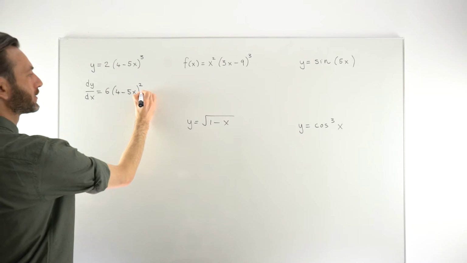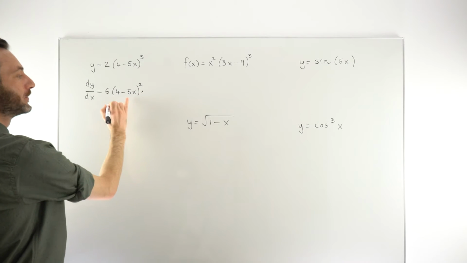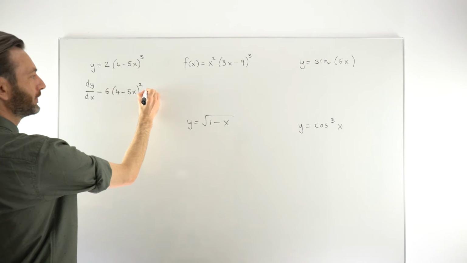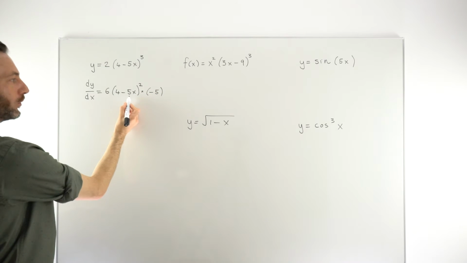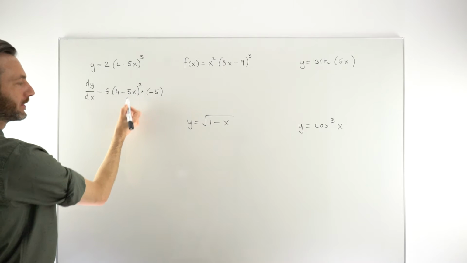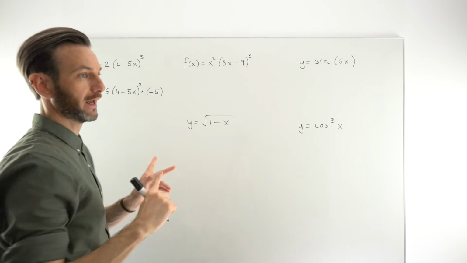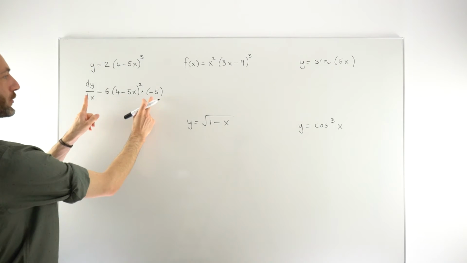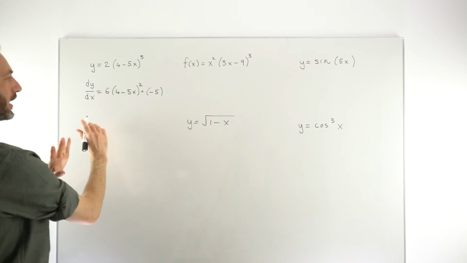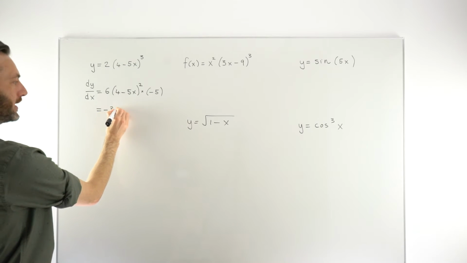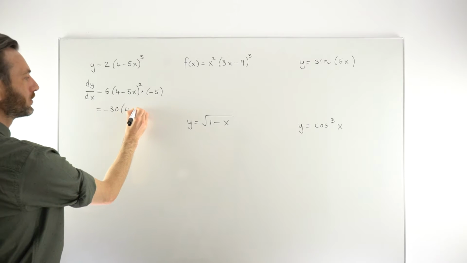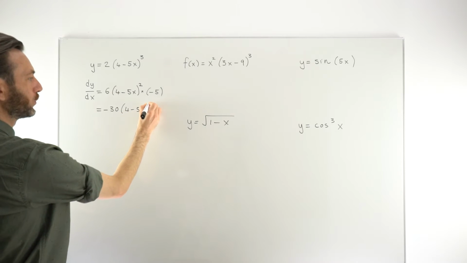The chain rule then says multiply that by the derivative of the inside of the bracket, which in this case is -5. I got that using the power rule. The power rule on 4 minus 5x would give me a derivative of -5. Take one more line just to tidy these up by multiplying these numbers together. No differentiation at that point, just multiplying the numbers. So that gives us -30 bracket 4 minus 5x all squared.